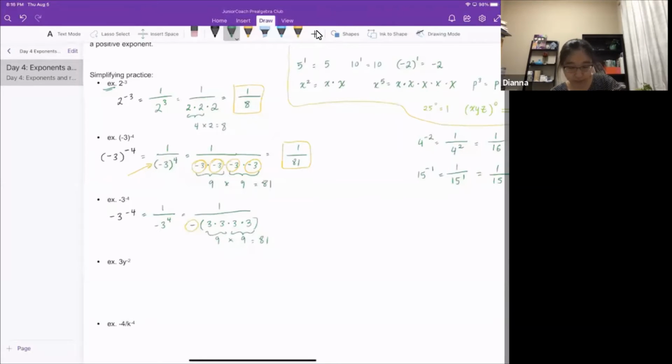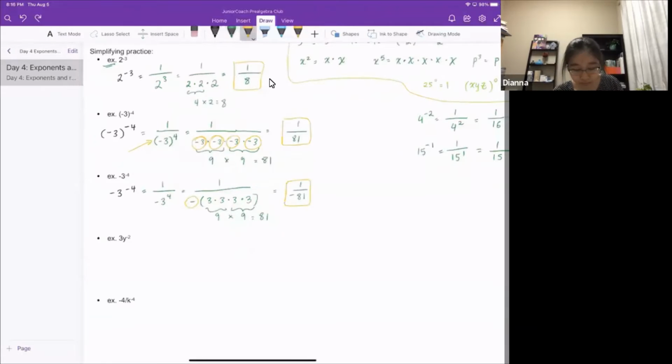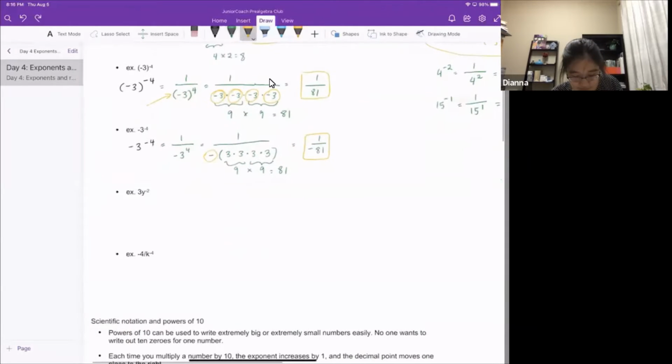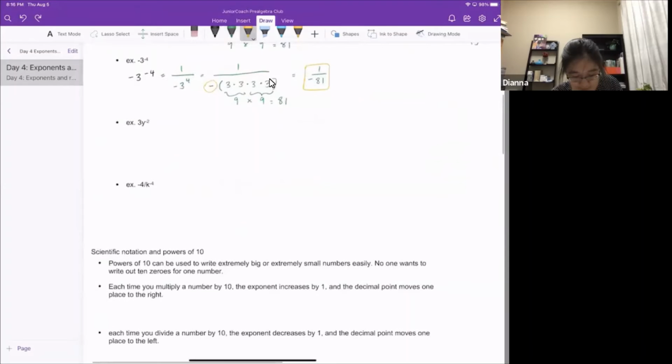So the difference: this had parentheses, and this answer ended up being positive. This didn't have parentheses, and this answer ended up being negative. I think that's probably one of the most important parts. So anyways, hopefully that makes sense. Let's move on to these next couple of problems.